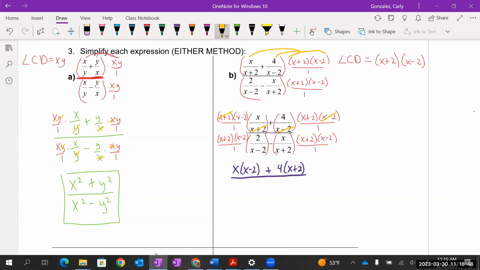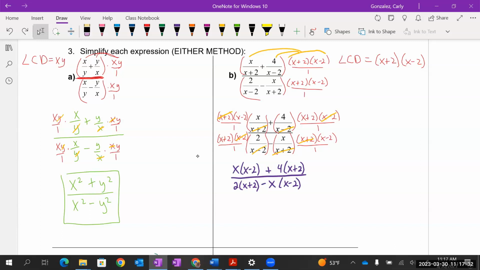In the denominator, on the bottom left, the x minus 2's cancel, and we're left with a 2 times an x plus 2. And on the bottom right, the x plus 2's cancel, and we're left with that negative x times x minus 2. Even though this looks like there are factored parts, the top is not factored because of the addition, and the bottom is not factored because of that subtraction in there.